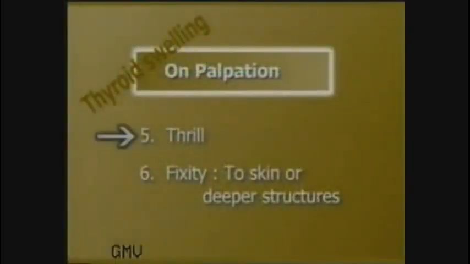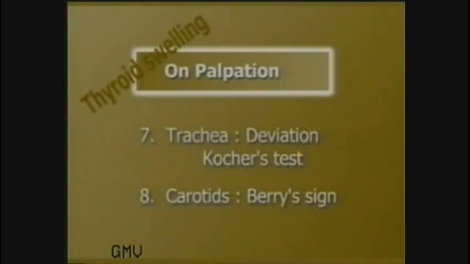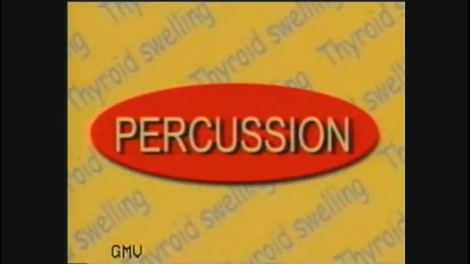Now look for a palpable thrill over the upper pole and for fixity to skin or deeper structures. Lastly, palpate the trachea and the carotids. Trace the trachea, look for deviation from the midline, and if goiter is large or bilateral, perform the Kocher's test. Lastly, palpate the carotids behind the posterior border of the swelling. Now let us proceed to percussion and auscultation.